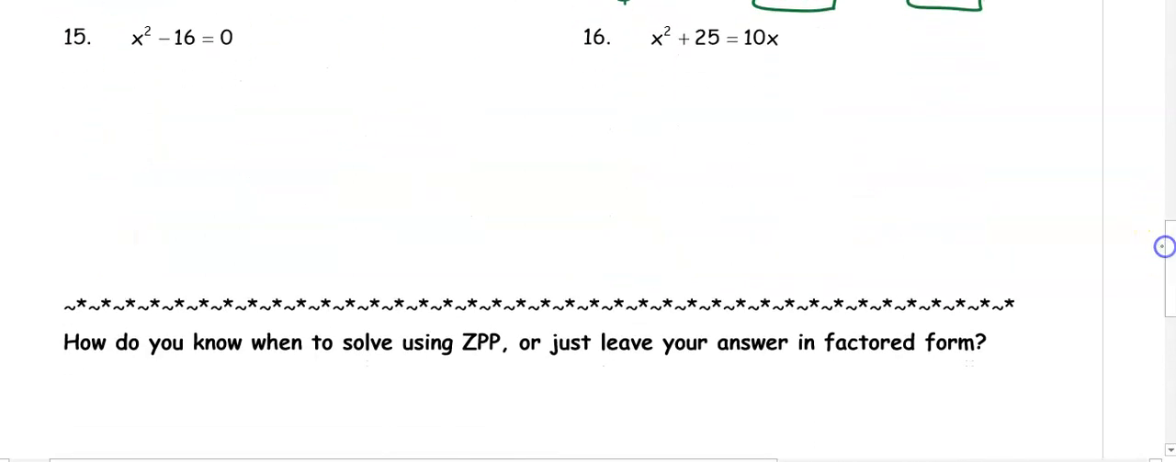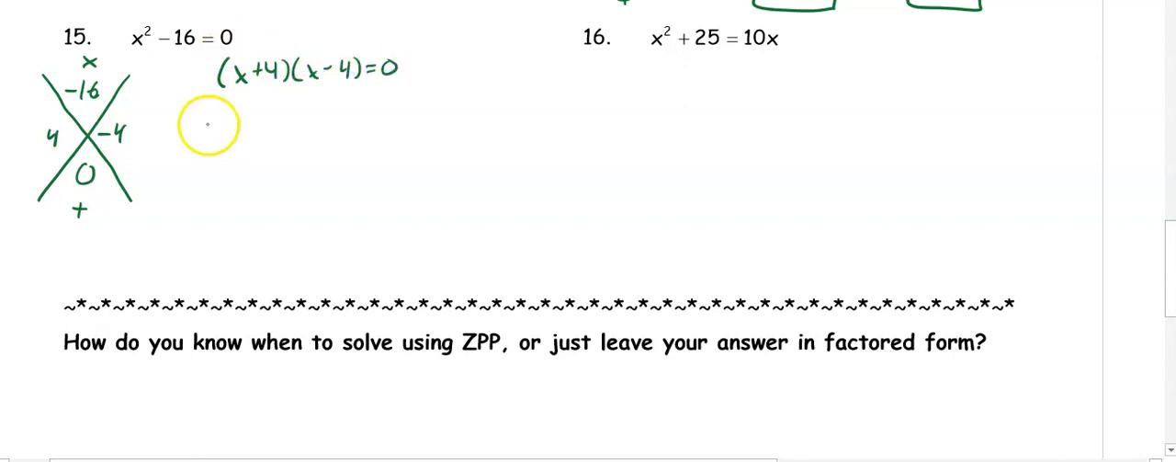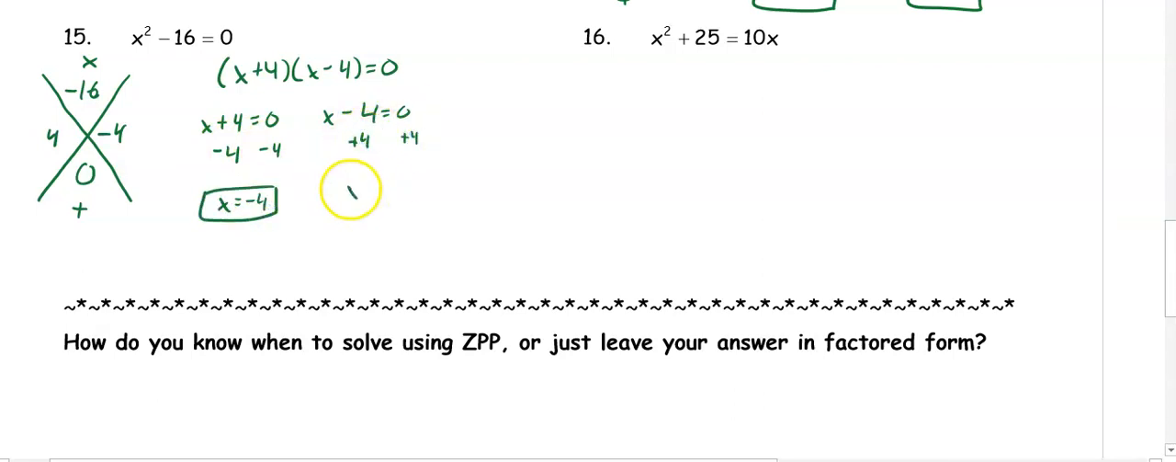In number 15, x squared minus 16 equals 0. So we want two numbers that multiply to negative 16 and add to 0. So those are numbers that are going to be the same with different signs. Two numbers that multiply to 16 that are the same would be 4 and 4. One of them needs to be negative because we're adding to 0. So we have x plus 4 and x minus 4 equals 0. Each part gets set equal to 0. So in the first part, we can subtract 4 to get x equals negative 4. And in the second part, we can add 4 to get x equals positive 4.